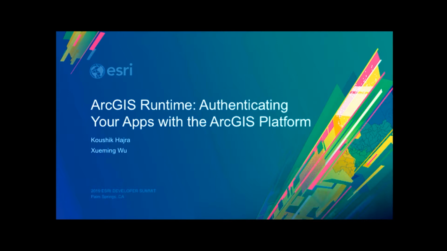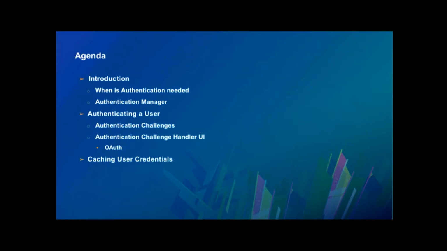As we have quite a lot of content we want to cover today, let's get started. This is the agenda of today's section. First, we will talk about when your apps need to authenticate a user. Next, we will introduce a key component in our authentication API, which is the Authentication Manager. Then we will have two major topics we want to cover. One is how to authenticate a user to work with different authentication mechanisms, and then the role of the Authentication Manager in this process. And secondly, we will talk about how to cache the user credential to provide better user experience.